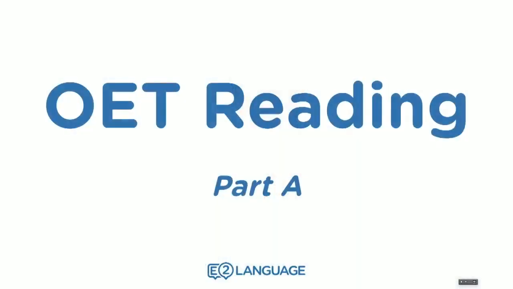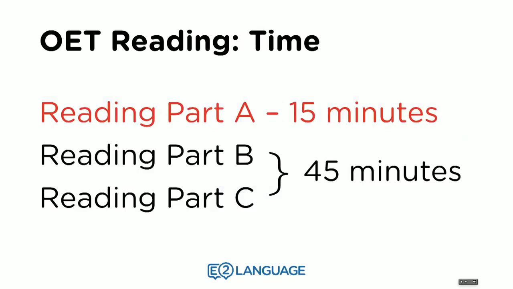What we're going to do in this live class is look at the new Reading Part A subtest for the OET, okay? So this is OET Reading Part A. This particular subtest is taken separately to B and C. So you get 15 minutes for Reading Part A, then they will collect the question booklets from you. Then you will do Reading Part B and C together in 45 minutes.